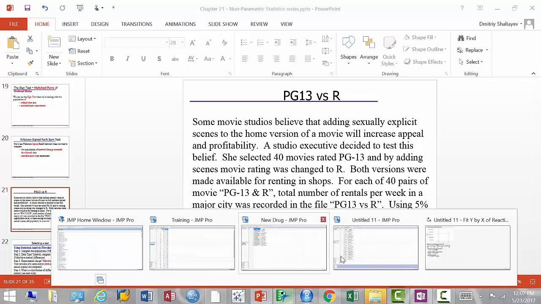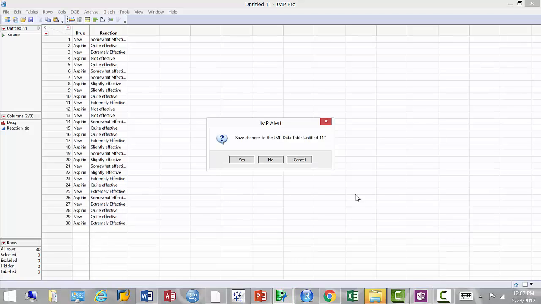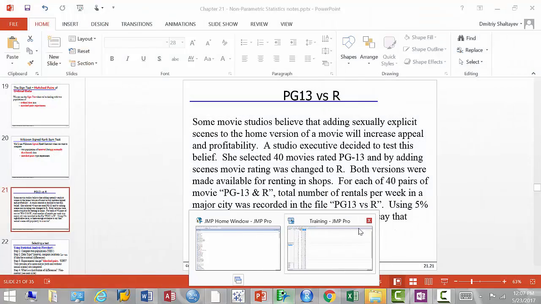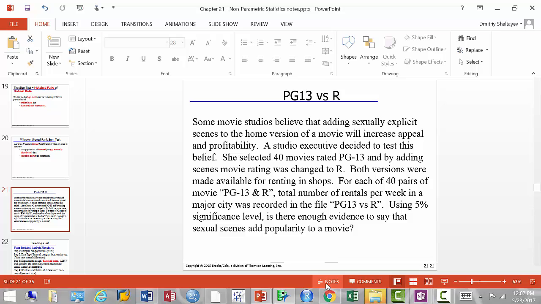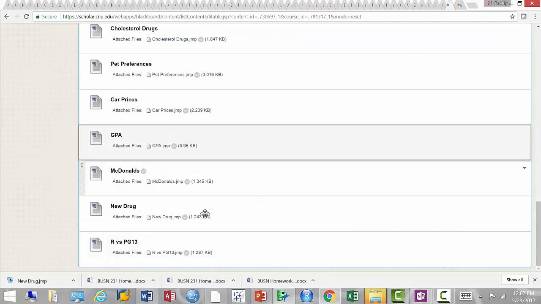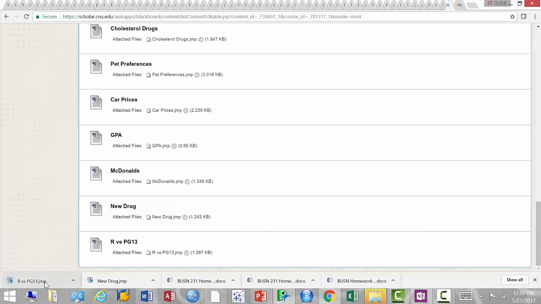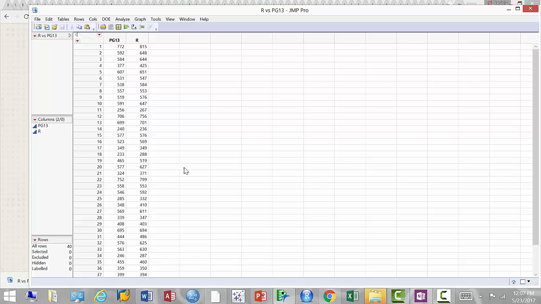Okay, so let's go ahead and close all the stuff that we don't need. That's what I'm going to do. All right, a couple more. All right, and let's take a look at the file, PG-13 versus R. Here is the file. Let's download and open it up. Okay. All right, where is that? It's right here.